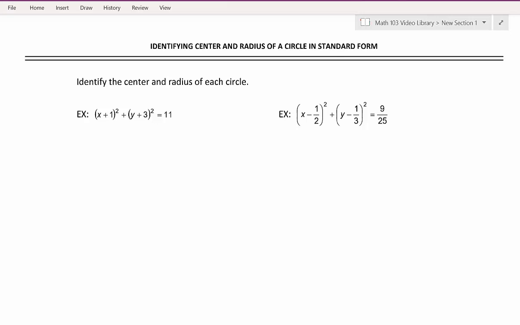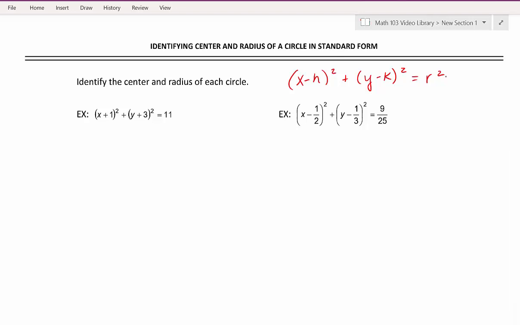In this video, we'll be identifying the center and radius of a circle when our equation is in standard form. Recall that standard form of a circle is (x minus h) squared plus (y minus k) squared equals r squared, where our center is (h, k) and our radius is r.